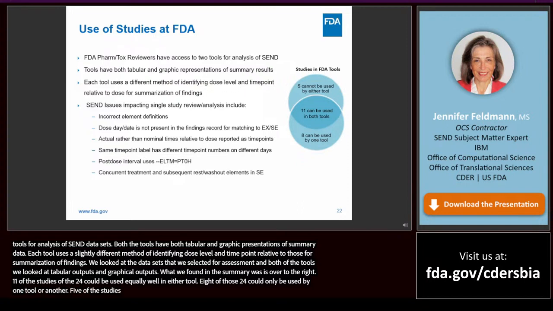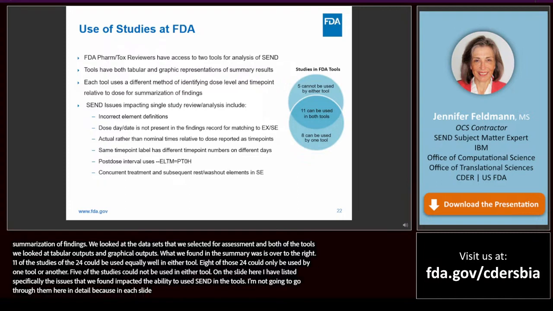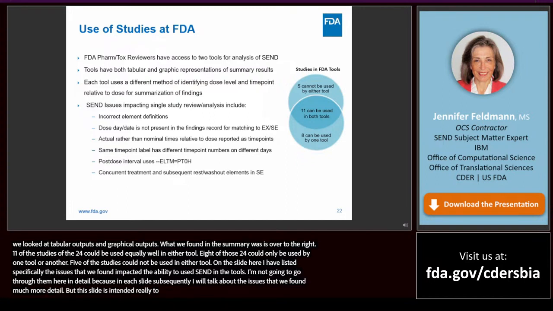And on the slide here, I've listed specifically the issues that we found that impacted the ability to use SEND in the tools. I'm not going to go through them here in detail because in each slide subsequently, I will talk about the issues that we found in much more detail. But this slide is intended really just to summarize them. Primarily the issues were around element definition, definition of the dosing day or date, and definitions of time points.